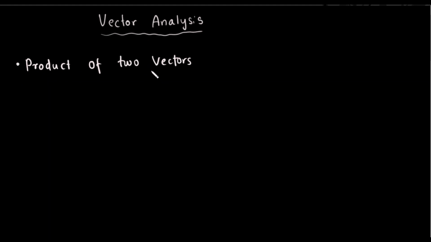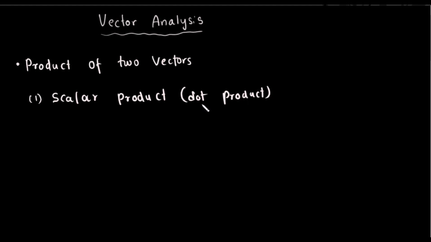When it comes to the product of two vectors, we have two products. One is the scalar product and the other one is the vector product, which you can call the cross product. We are going to first look at the scalar product, which can be called the dot product. Sometimes people refer to the scalar product as the dot product.